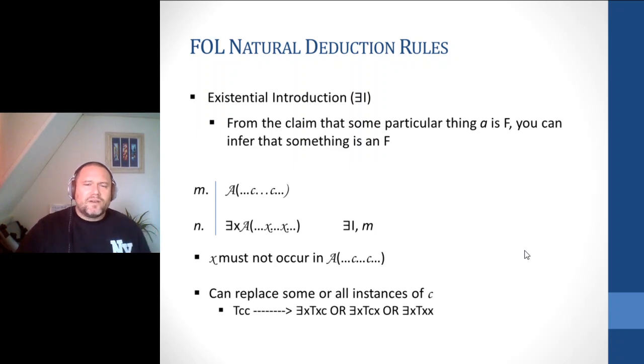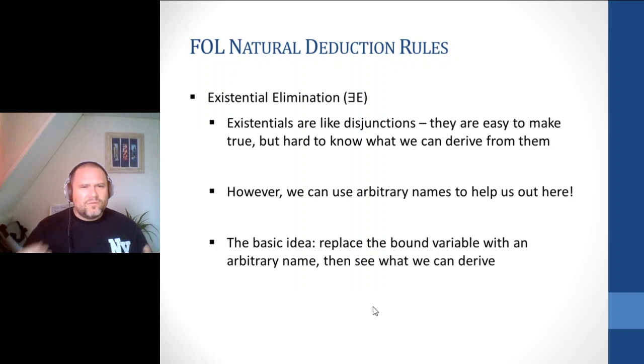To get the idea for existential elimination, it's helpful to remind ourselves that existentials are a lot like disjunctions. They're a lot like disjunctions in the sense that they're easy to make true, but they're hard to know what we can derive from them. So if we know that something's an F, we know that there's going to be something in the domain that's an F, but what we don't know is which thing it is. However, we can use a trick here. Our trick is that we'll again appeal to arbitrary names. So appealing to arbitrary names is going to help us out.